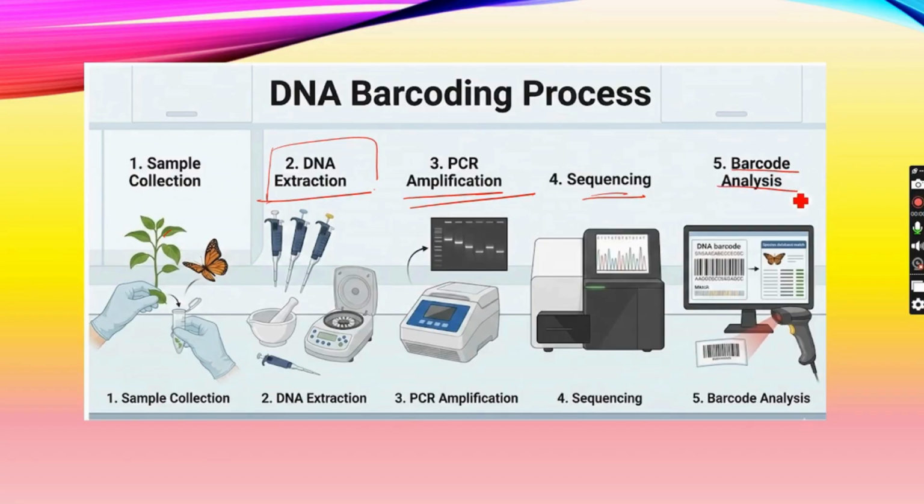Then the barcoding analysis takes place, which means the barcode of mitochondrial DNA, that is cytochrome C oxidase, is going to be compared with the sample DNA's cytochrome C oxidase. When it is compared, a small difference is identified. Then the species of the sample can be identified. This is the DNA barcoding process.